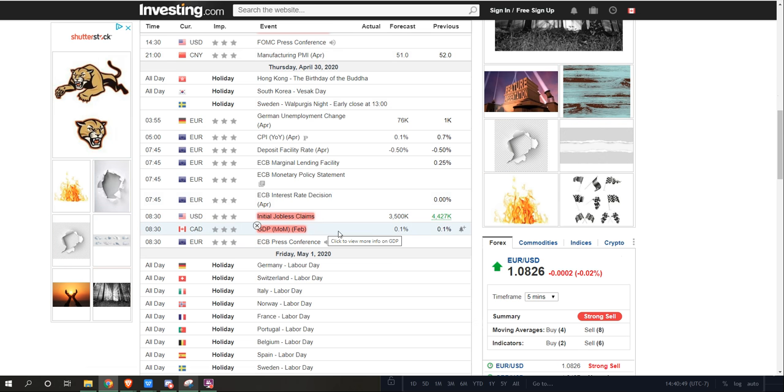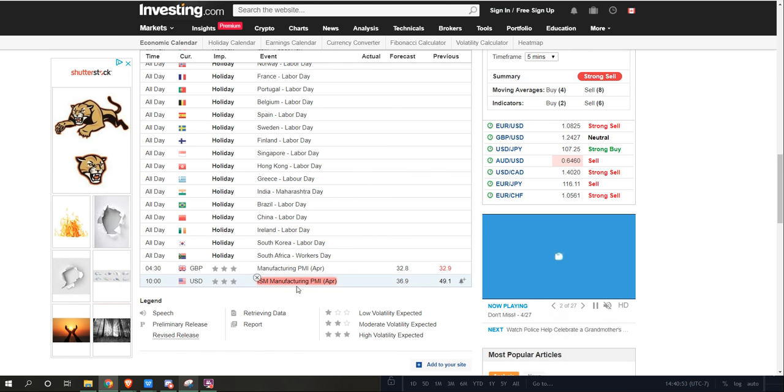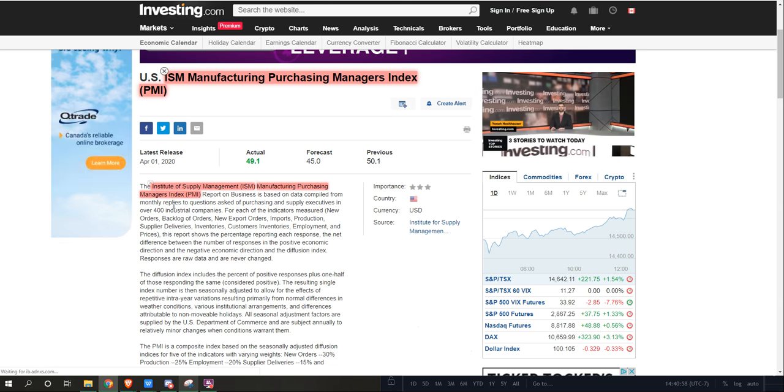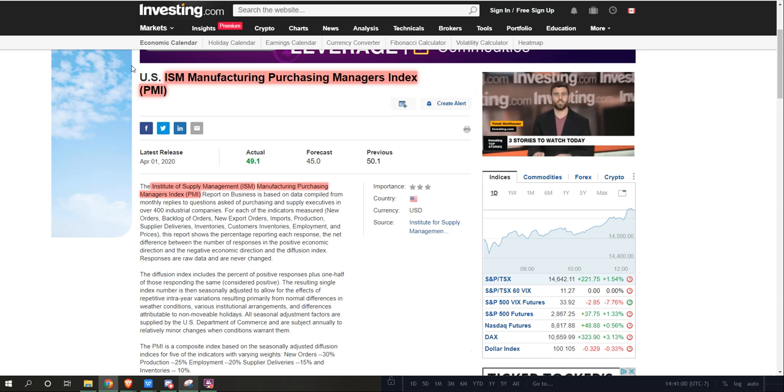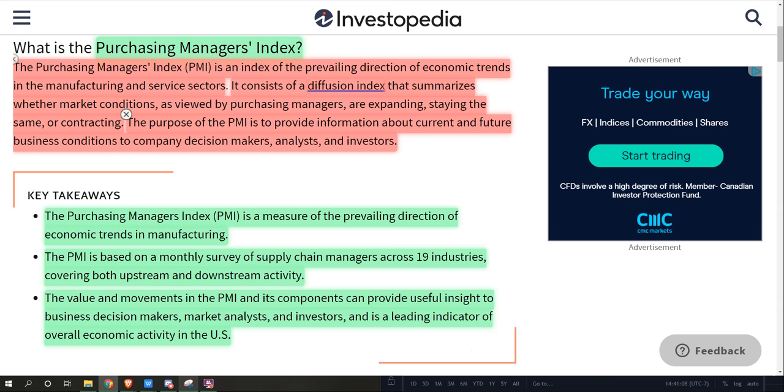Canada has their GDP month over month economic stat as well. And then we have the ISM manufacturing PMI. What does that mean? So it is the Institute for Supply Management, which is the ISM, and then the PMI is the Purchasing Managers Index. So if you don't know what this is, quick refresher, what is a Purchasing Managers Index? Key takeaways, let's just quickly read this. The Purchasing Managers Index is an index of the prevailing direction of the economic trends in the manufacturing and service sector.